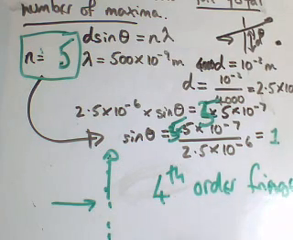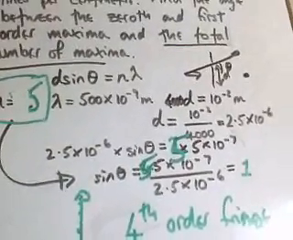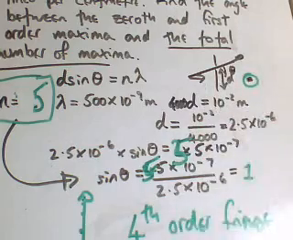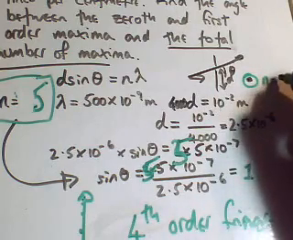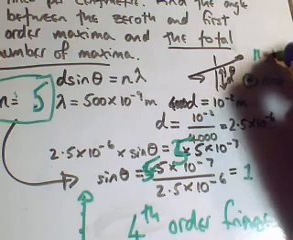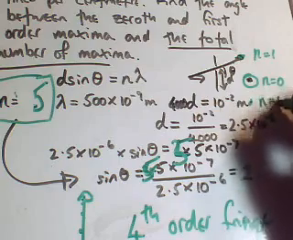But the question wasn't what's the highest order fringe we can get. The question was, what's the total number of maxima, what's the total number of spots we get. So we've got to remember to count the centre one, which is when n is 0. And then the first order fringe here, when n is 1, is all very well and good, but there'll be another first order spot down here for n equals 1.